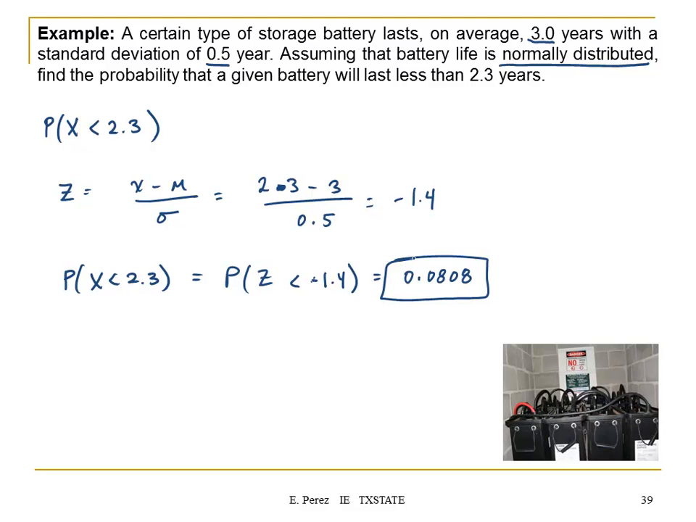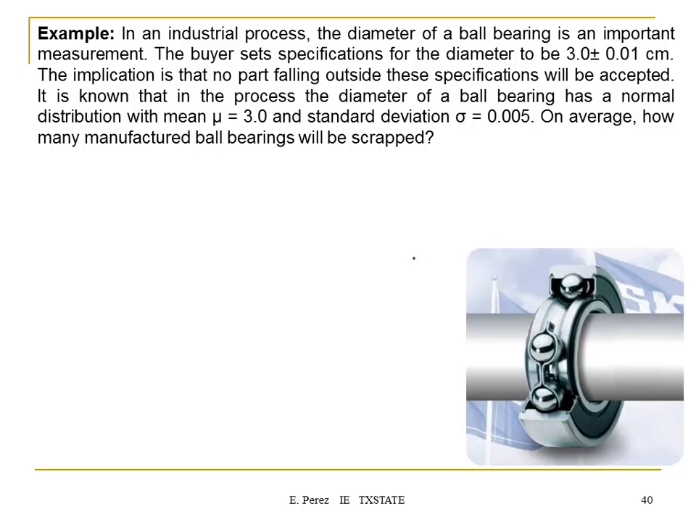Okay, the next problem is a little bit more complicated, and you will see why. So in this one we have an industrial process, and the diameter of a ball bearing is an important measurement. The buyer sets specification for the diameter to be 3 plus or minus 0.01 centimeters. The implication is that no part falling outside these specifications will be accepted. So if you have a part that is greater than 3.01, you will not accept that part.